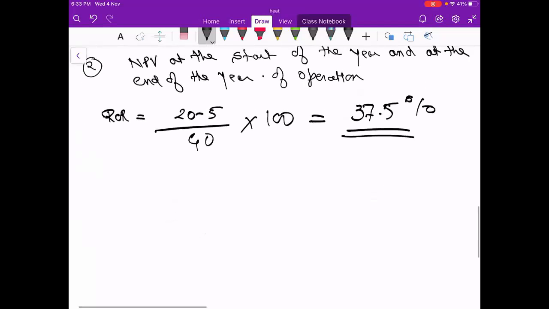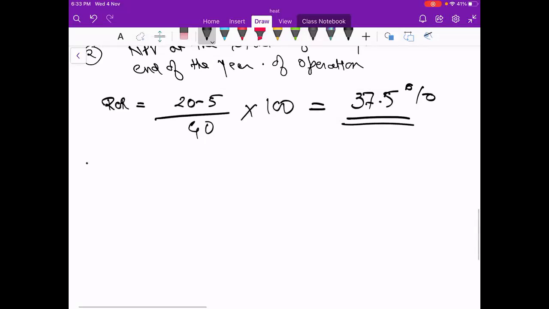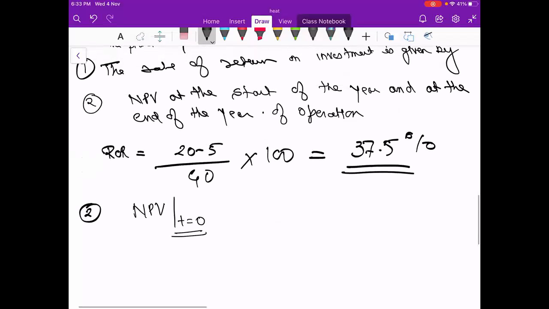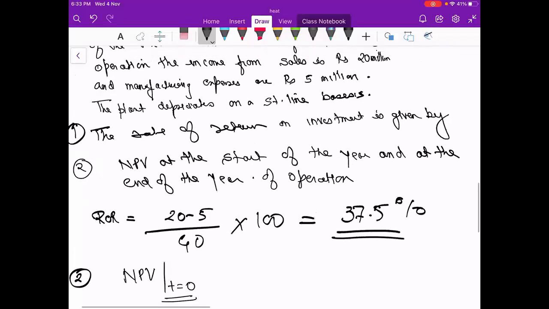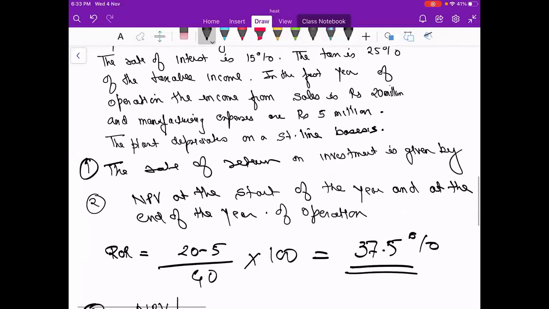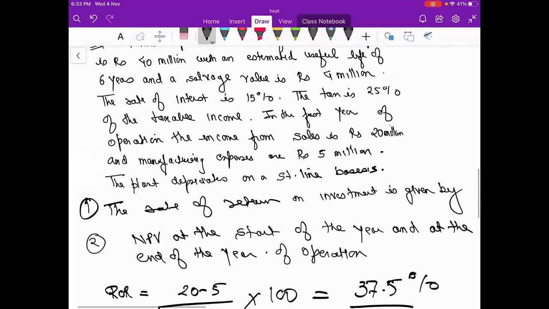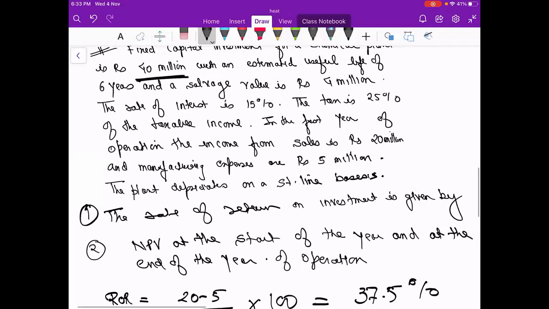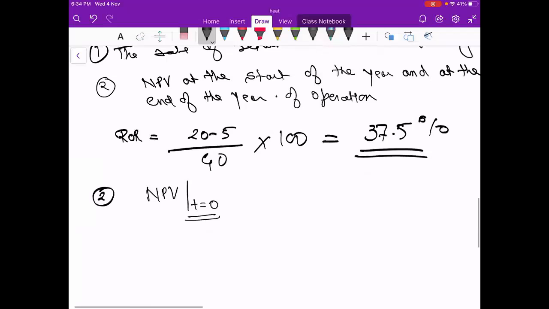Okay. Next, second, they have asked the NPV. They have asked NPV at time t equals to 0. So at time t equals to 0, you have invested money. How much money have you invested? It is 40 million. So the correct answer is minus 40 million for the first part.